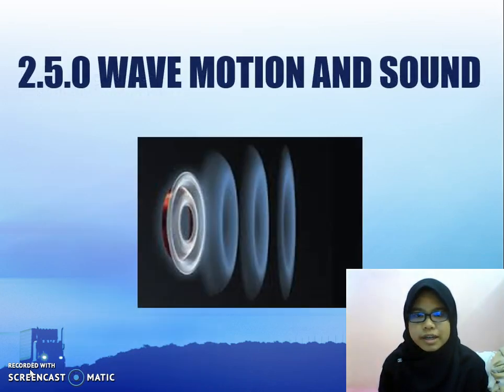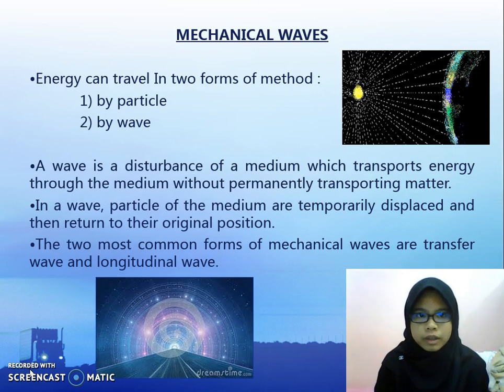Next, wave motion and sound. First is mechanical waves. Energy can travel in two forms of method. First is particle and second is wave. A wave is a disturbance of a medium which transports energy through the medium without permanently transporting matter. In a wave, particles of the medium are temporarily displaced and then return to their original position. The two most common forms of mechanical wave are the transverse wave and the longitudinal wave.